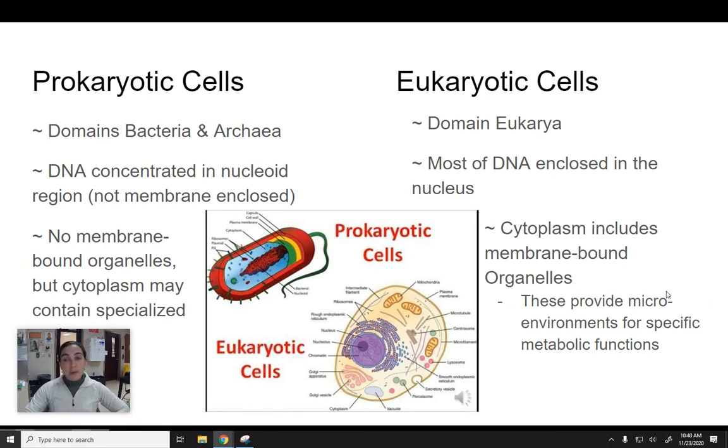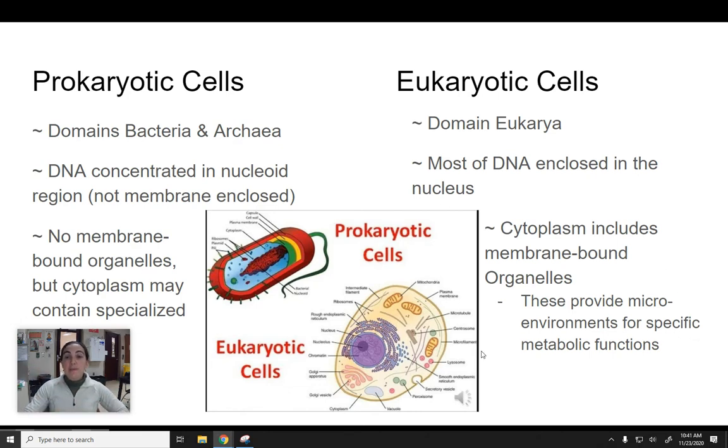But the point of those organelles that are separated by membranes is that it provides little tiny microenvironments for specific metabolic functions. If you remember last week, you looked at that cell membrane packet. You worked through some problems that talked about compartmentalization. And it used the analogy of organizing your bedroom by having closets and drawers and desks and boxes to kind of organize your stuff.